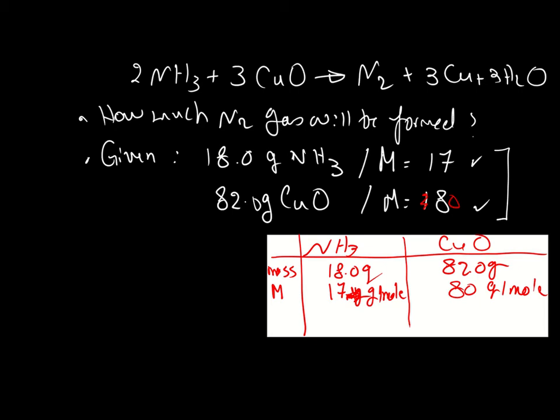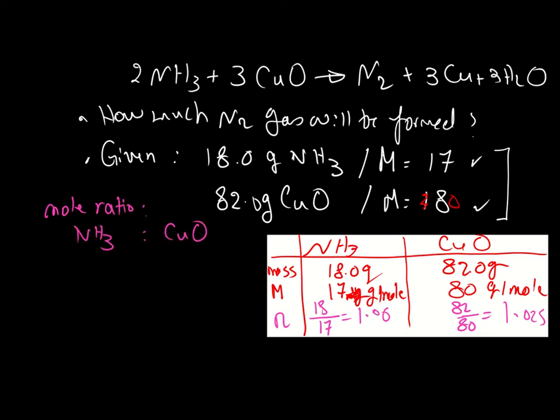The next step, yeah, that's correct. You need to find the number of moles. You divide the mass over molar mass. Here also you need to divide the mass over molar mass. Here are the number of moles that we get from those calculations. Next step, you need to look for the mole ratio between NH3 and CuO. By looking at the equation, you will find that the mole ratio is 2 to 3. For every 2 moles ammonia, I need 3 moles of copper oxide.